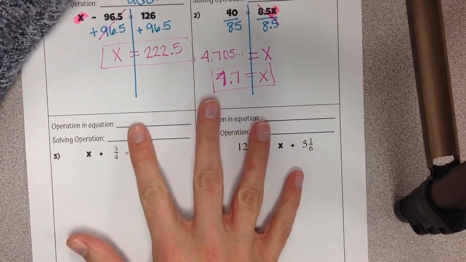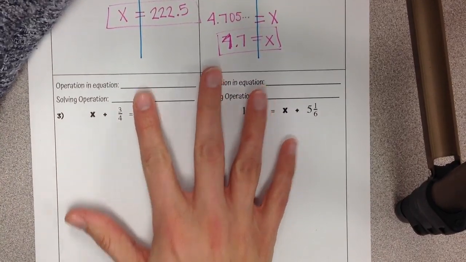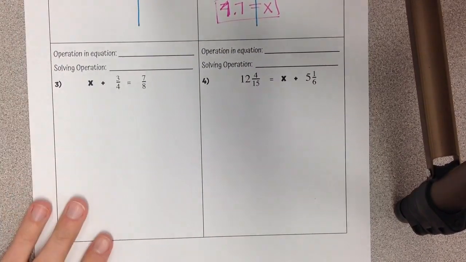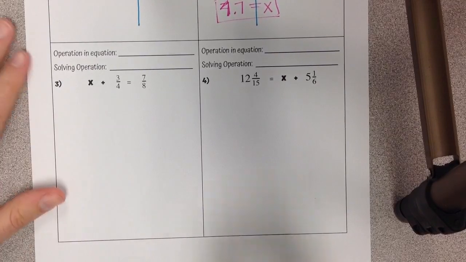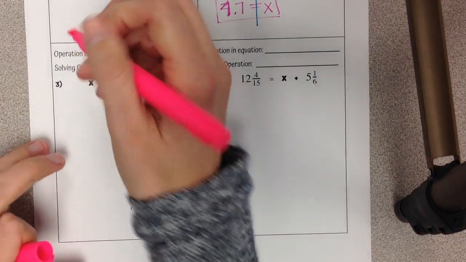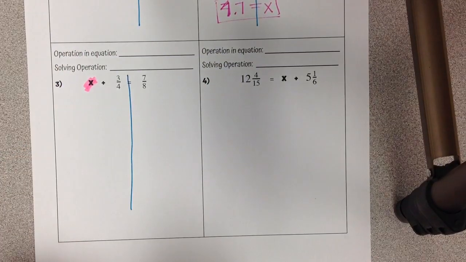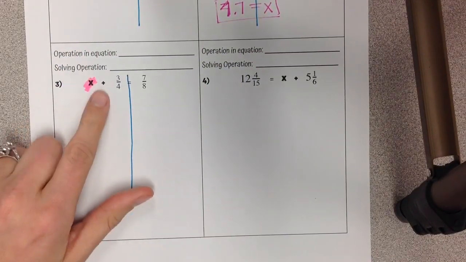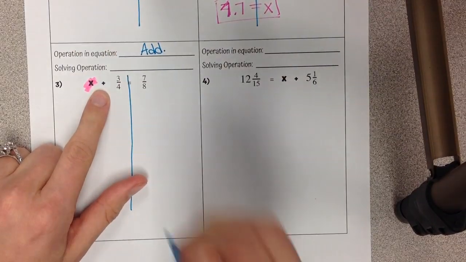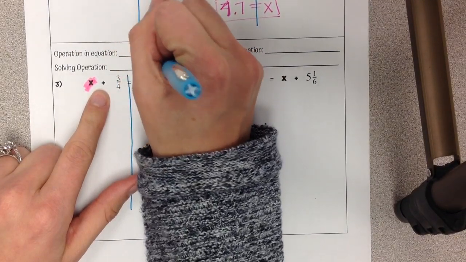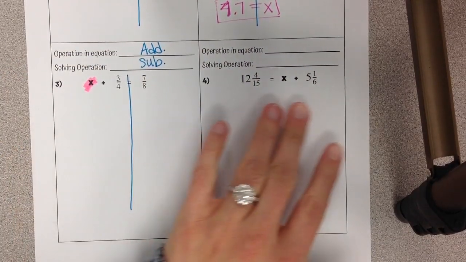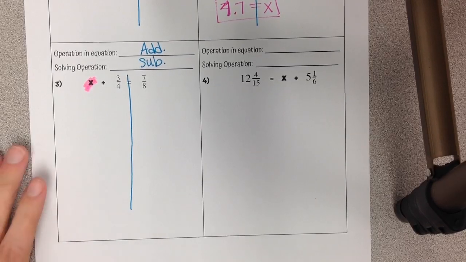All right, so we did 2 with the decimals. We're not spending as much time on those because, again, we've got the calculators to do the hard work for us. We're really going to focus in on these fraction ones, okay? So, again, first step, draw our line down the equal sign. Second step, highlight our variable. Okay, the operation that we see here is addition, which means we're going to have to solve by doing the opposite, which is subtracting.